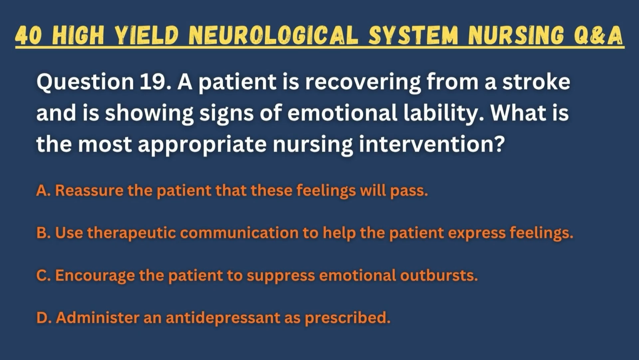Question 19. A patient is recovering from a stroke and is showing signs of emotional lability. What is the most appropriate nursing intervention? A. Reassure the patient that these feelings will pass. B. Use therapeutic communication to help the patient express feelings. C. Encourage the patient to suppress emotional outbursts. D. Administer an antidepressant as prescribed.